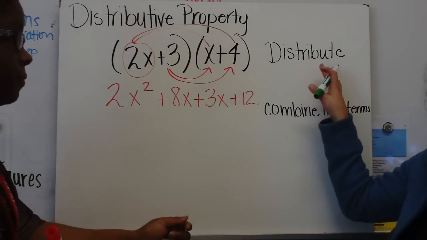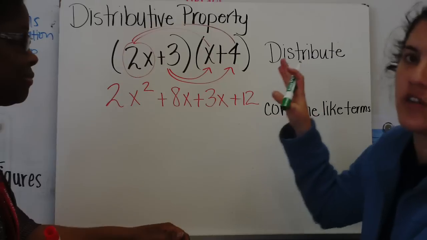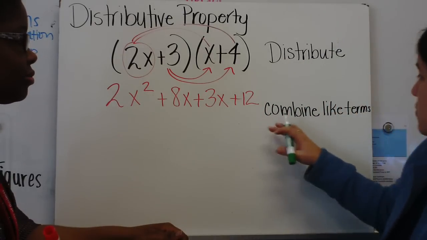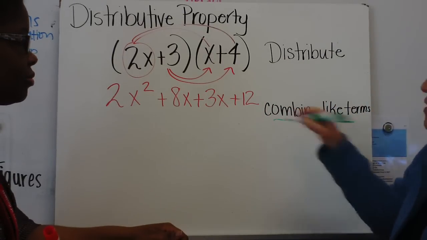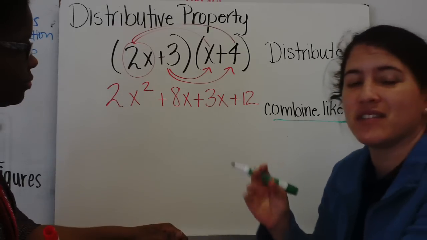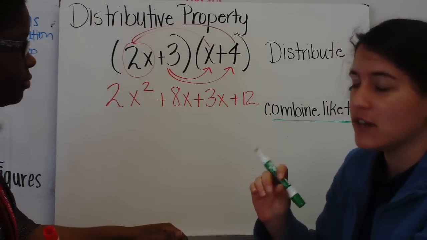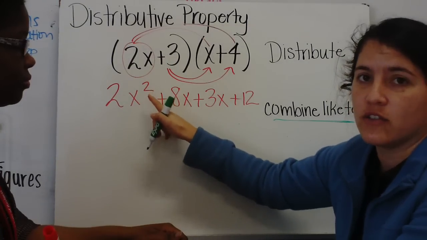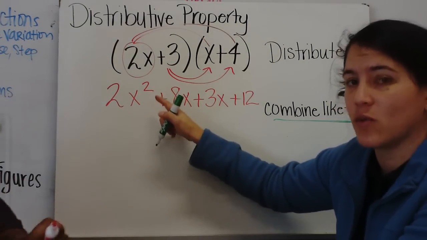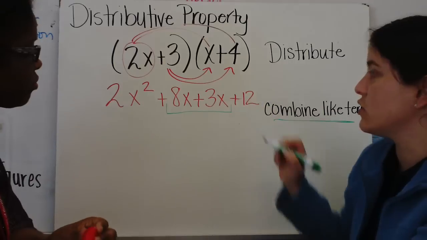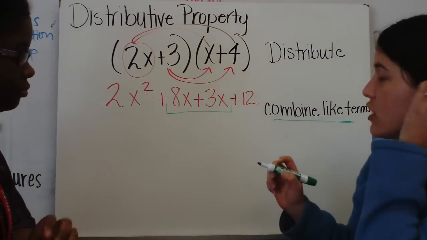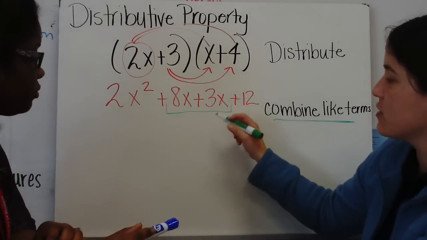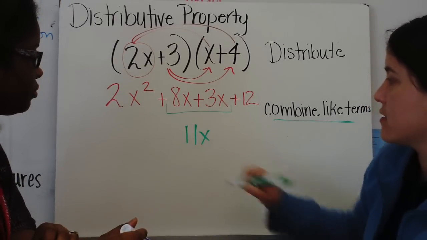So that was the distributing, which you did when you solved equations, but now we're not solving an equation, we are multiplying polynomials. We're going to combine like terms. And like terms mean they have to have the same variable and the same exponent. So while these have x's, this has an x squared, so you can only combine it with other x squareds. We can combine these two terms, 8x plus 3x, because they both have the same variable and the same exponent. 8x plus 3x is going to be 11x.